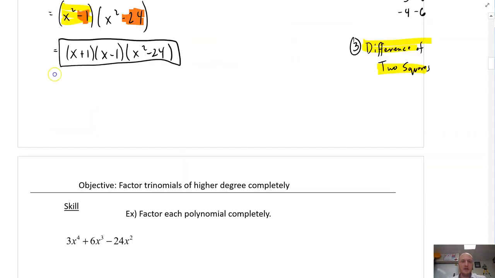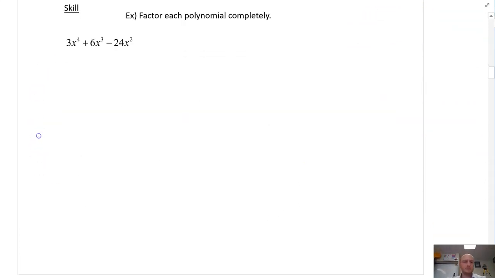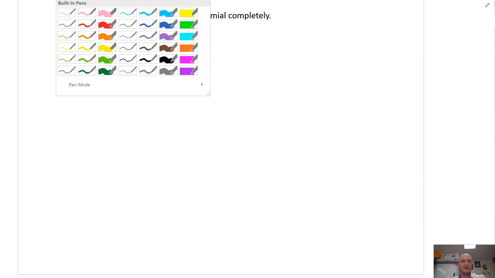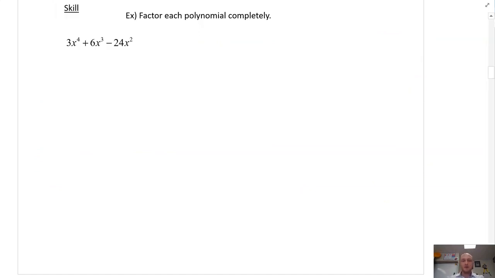Okay, let's look at another example. And here we are asked to factor this polynomial completely. So step 1, do I have a GCF? And in this case, we do. I do have a greatest common factor. So I'm going to put a little 1 here, and I'm going to say the greatest common factor is a 3. They all share a 3, and they all share an x squared term. So I'm going to factor out 3x squared.